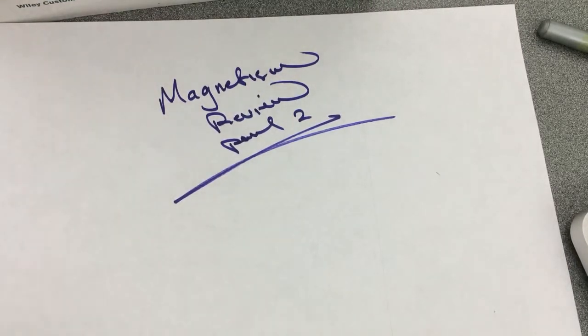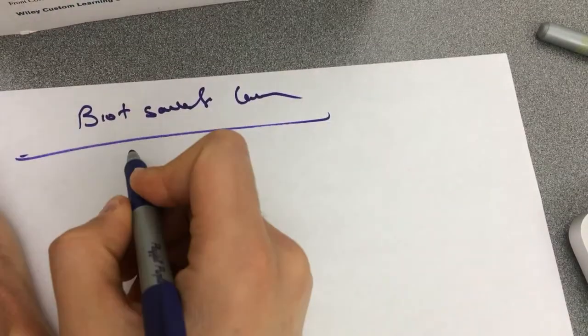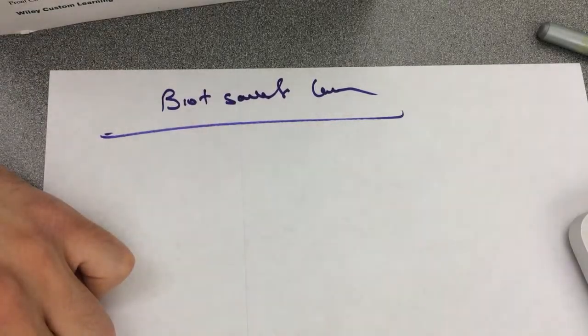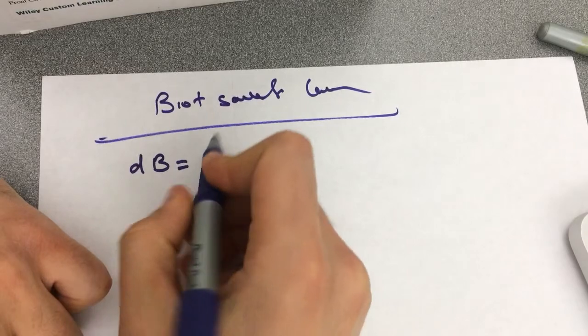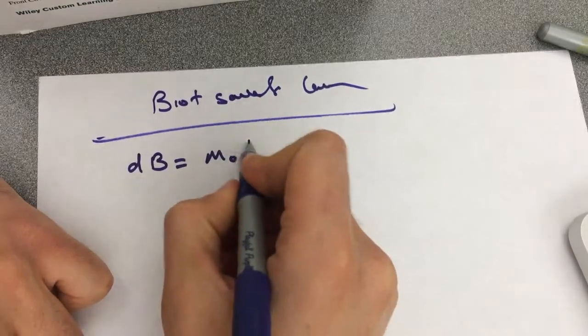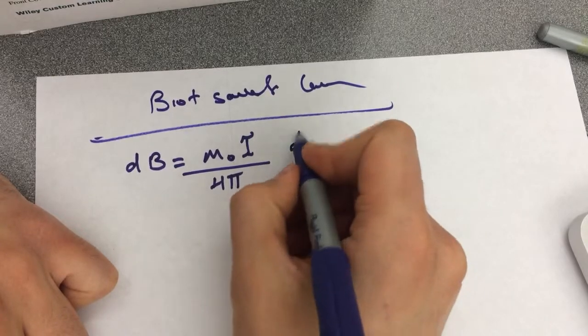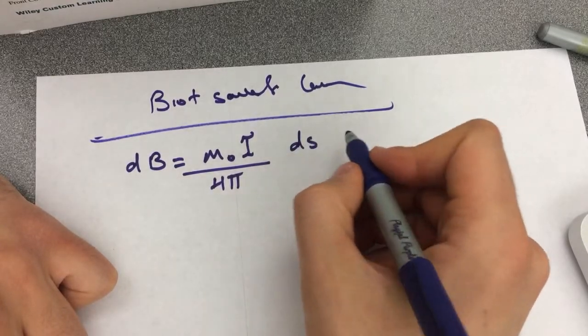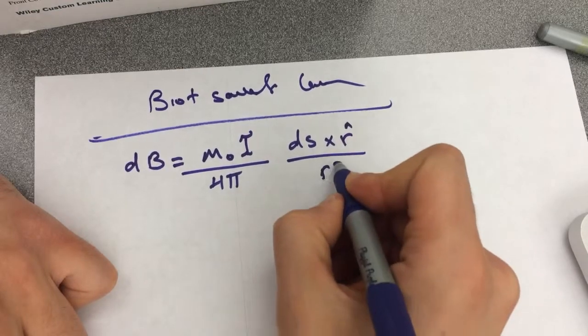Okay. So the first thing you need to know is the Biot-Savart Law. Okay. And this one states that dB will be equal to mu naught I over 4 pi times ds crossed with r hat, over r squared.